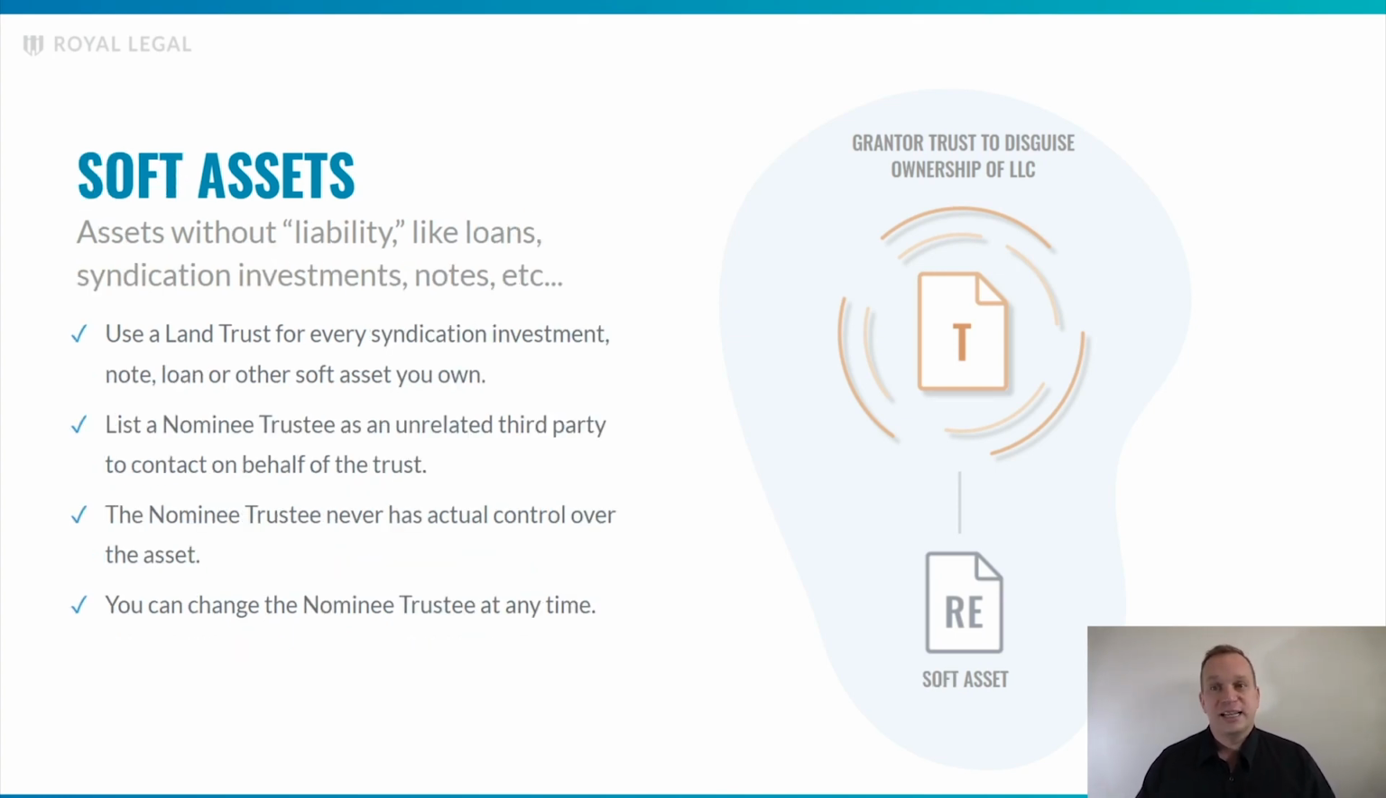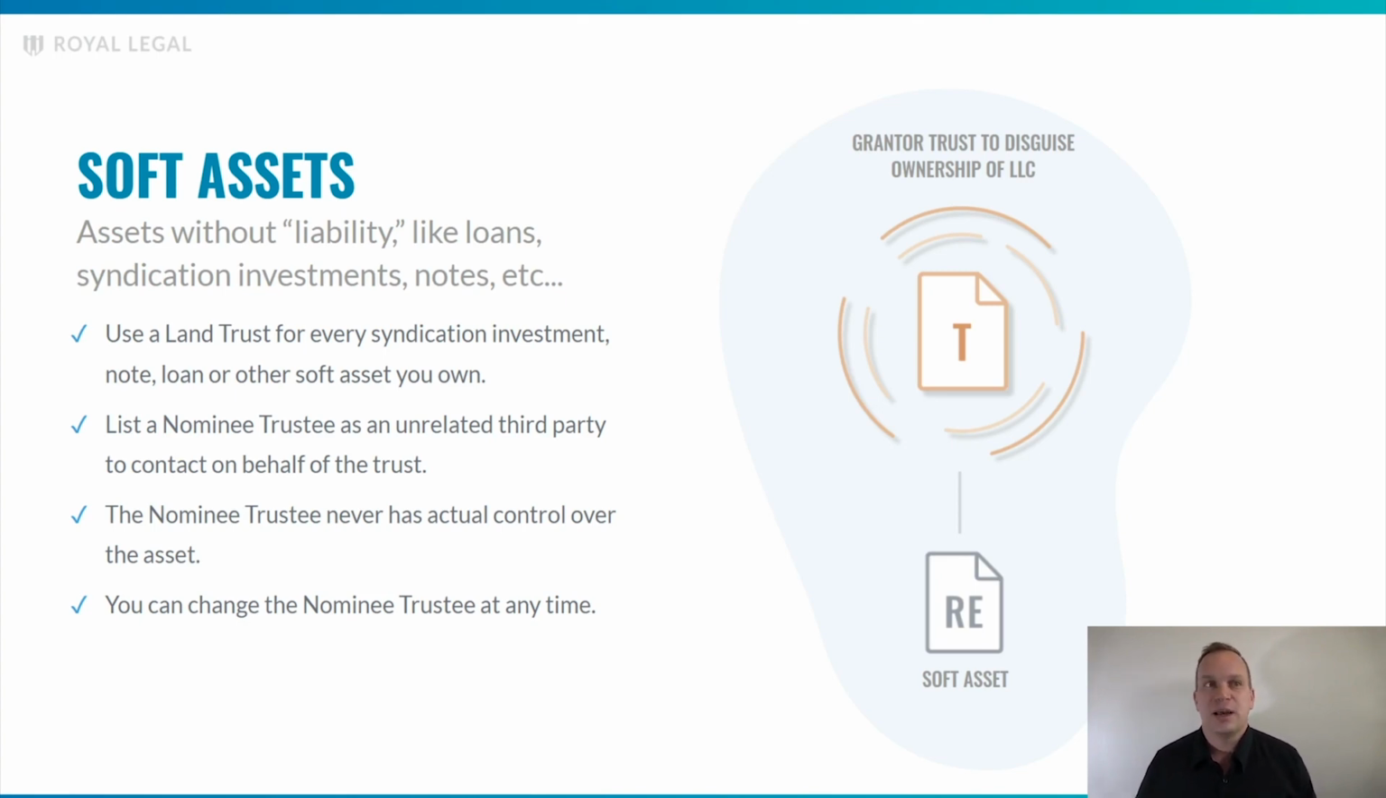So for hard assets, it's one trust per asset. So soft assets, these are assets that don't have individual liability attached to them. Hard assets are ones that have individual liability attached to them. So a hard asset is like a piece of real estate, because somebody can fall and get hurt on your piece of real estate. That means there's individual liability attached to real estate, because people can get hurt there and then sue the real estate and the real estate owner directly.